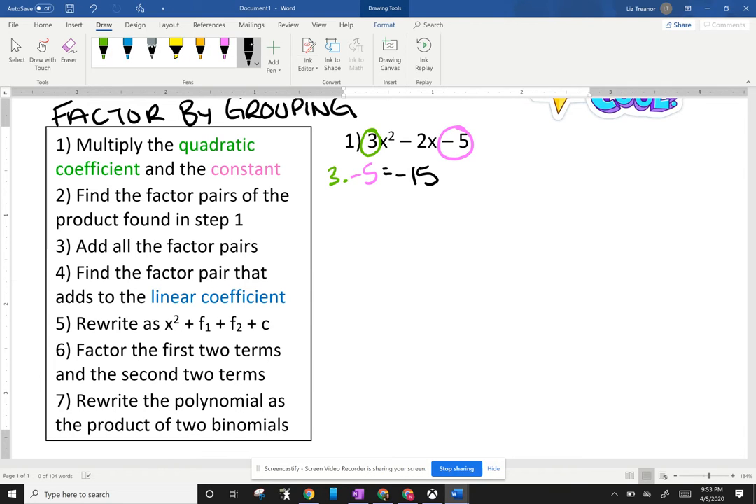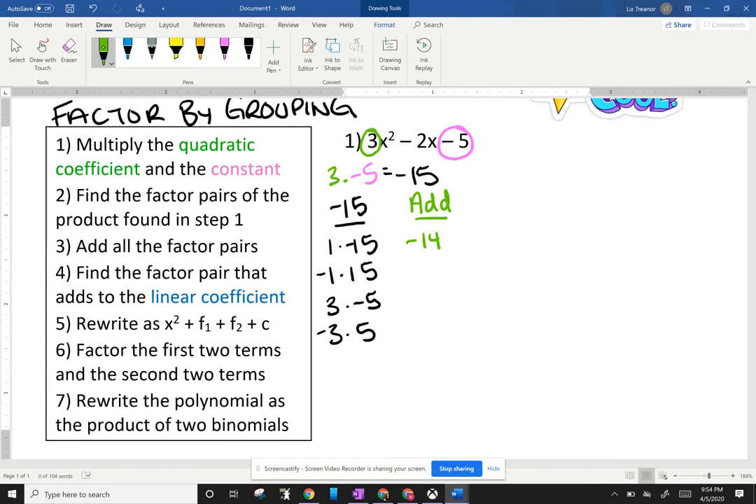Okay, step number 2 asks us to find the factor pairs of the product found in step 1. So the factor pairs of -15 are 1 times -15, -1 times +15, 3 times -5, and -3 times +5. Okay, step number 3 asks us to add all of the factor pairs. So when we add them, 1 plus -15 is -14. -1 plus +15 is +14. 3 plus -5 is -2. And -3 plus +5 is +2.